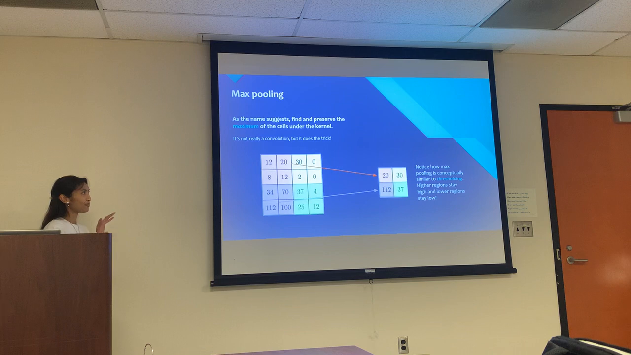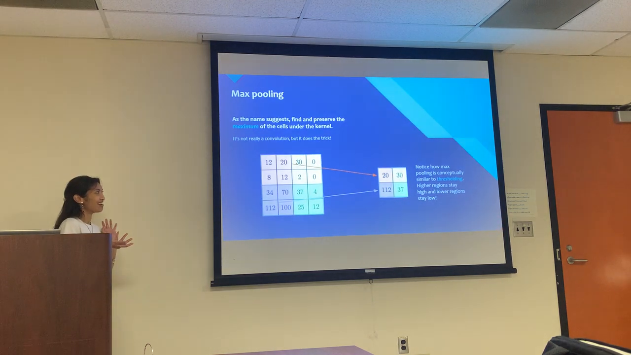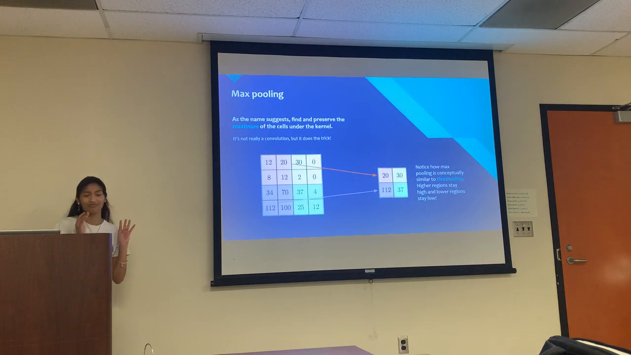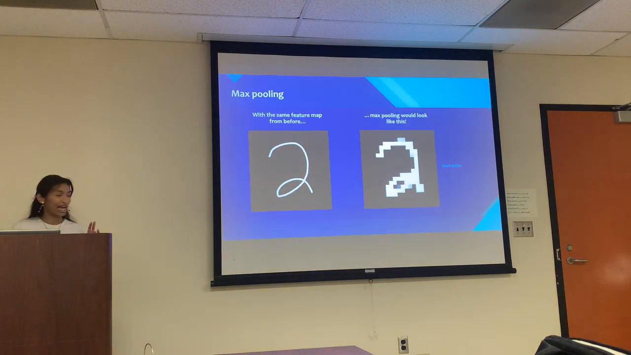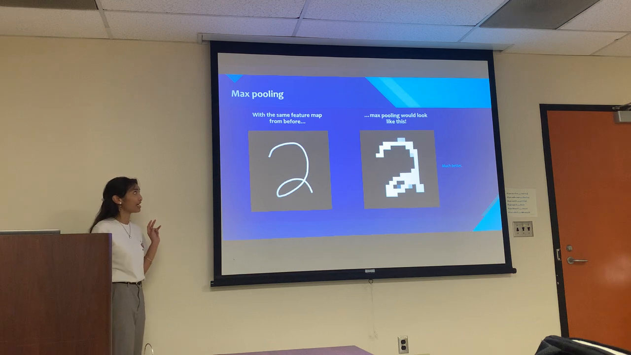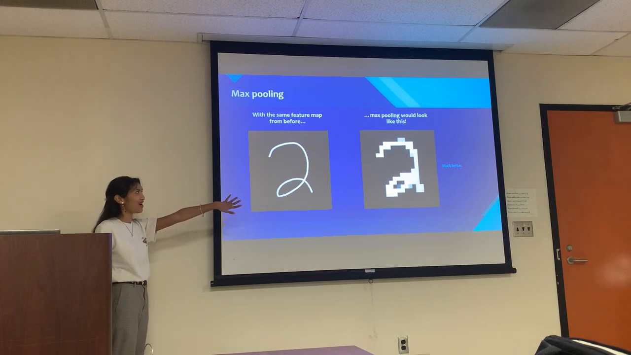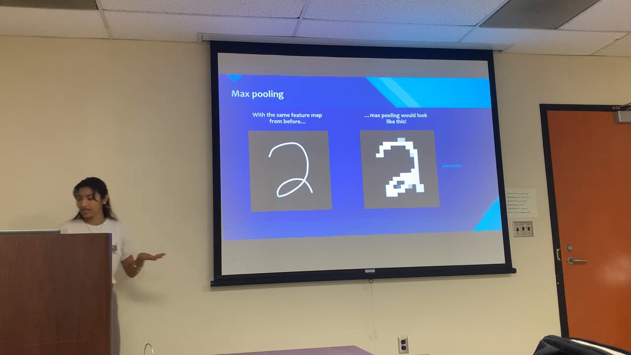So this is called max pooling. It's not exactly convolution. It's kind of similar to thresholding because the high regions stay high and the low regions stay pretty low. And if we apply max pooling, we're able to get an image that looks like this, which is a lot more defined and a lot more clear than before.